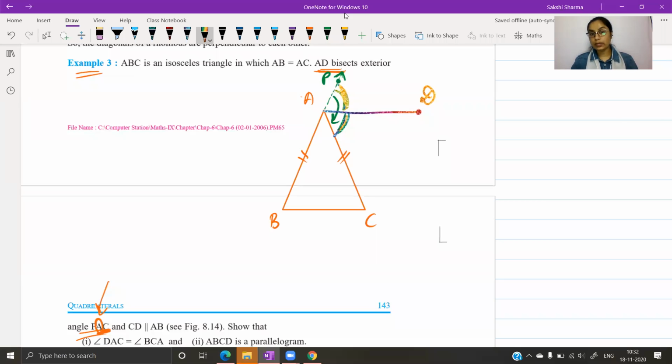CD is parallel to AB. This is given further. So if you join C and D, the line segment is parallel to side AB. So you can draw it accordingly. I'm going to readjust.